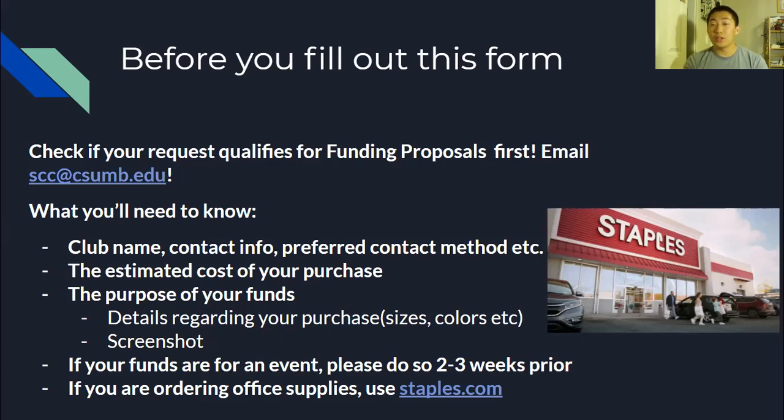In addition, if your funds are for an event, please submit the request to use funds form 2 to 3 weeks prior to the event, so that we can make sure you get everything on time and that you're not getting the materials after you've already held the event. If you're ordering office supplies, please use staples.com because we're able to get a government discount through their website. So if you need to order things like pens, paper, pencils, anything like that using your funds, please use staples.com rather than any other vendor's website.